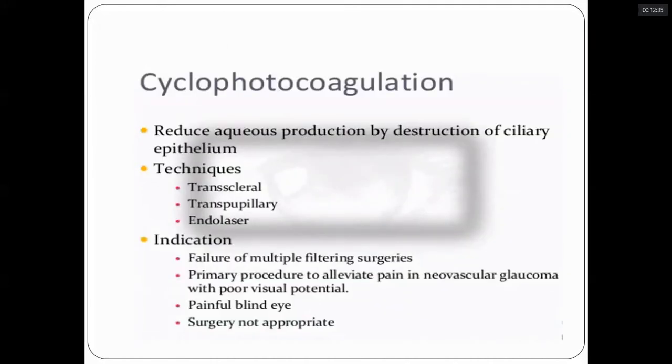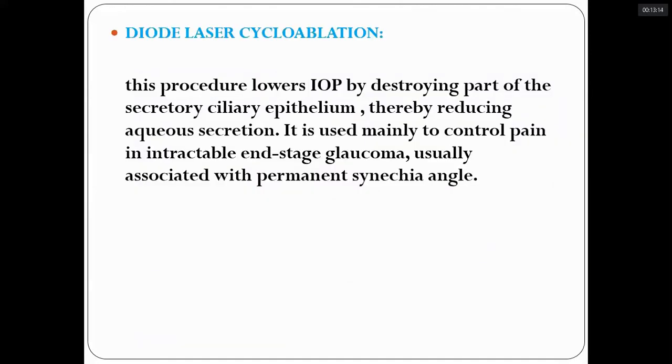And cyclophotocoagulation reduces aqueous production by destruction of the ciliary epithelium. So it destroys at the production site. There are different techniques of cyclophotocoagulation: transscleral, through the sclera, transpupillary, and endolaser, and there are different indications for that. That is failure of multiple filtering surgeries, primary procedures, or severe pain in case of neovascular glaucoma. So this is almost the end stage of the treatment procedure, a painful blind eye, and if surgery is not appropriate.